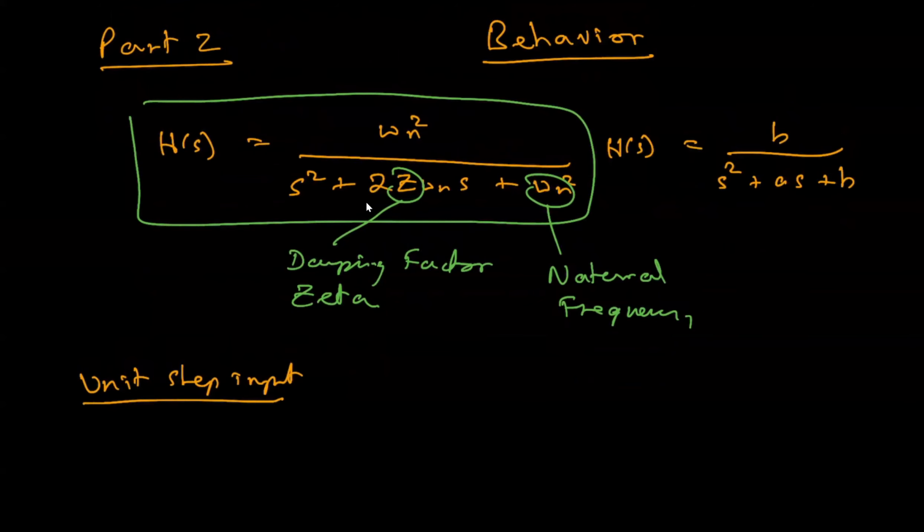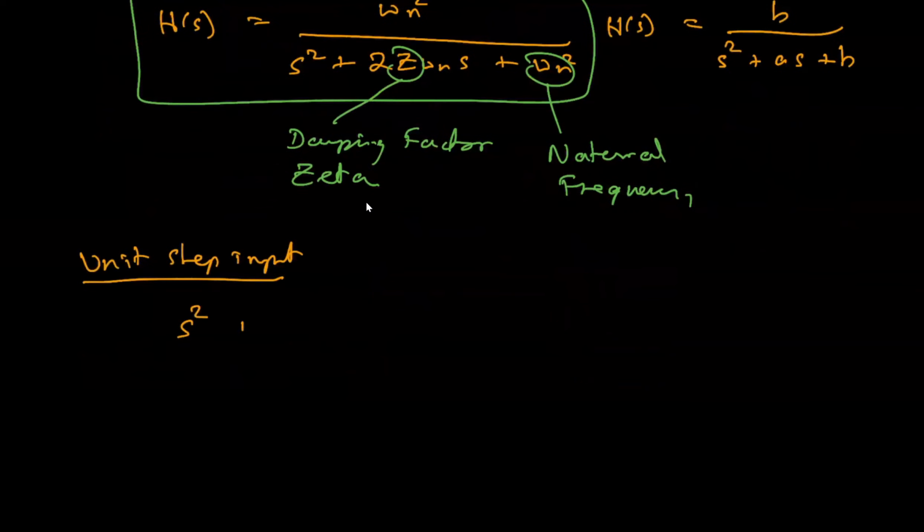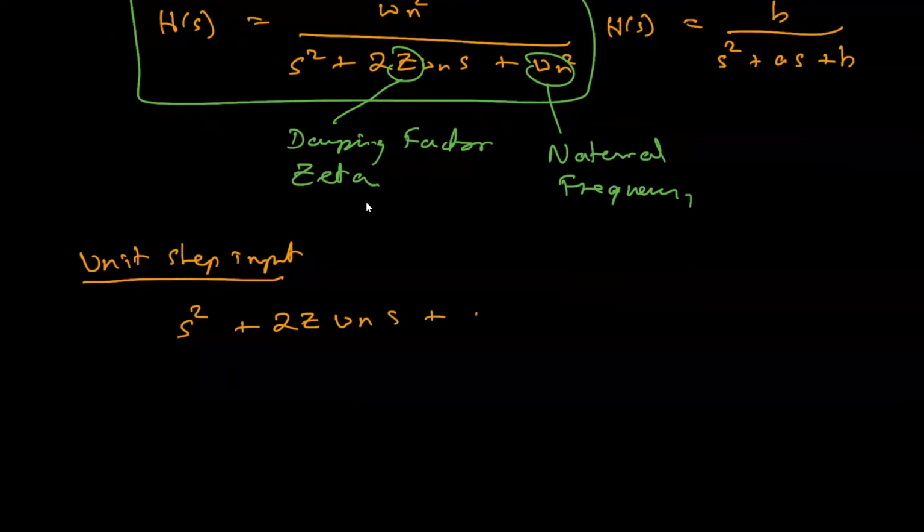The way to look at the behavior is to look at the characteristic equation, which of course is the denominator: s squared plus 2 zeta omega n s plus omega n squared equals 0. The idea is we have to find the roots s. This is quadratic, so it has two roots. Those roots, also known as the poles, will determine the behavior.